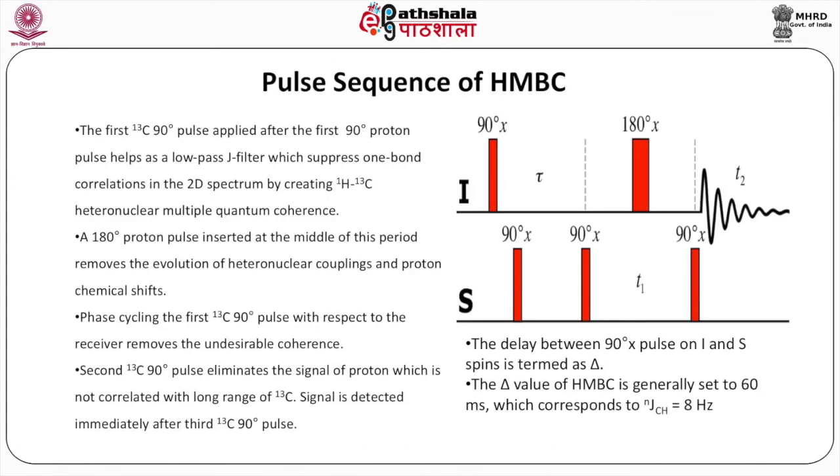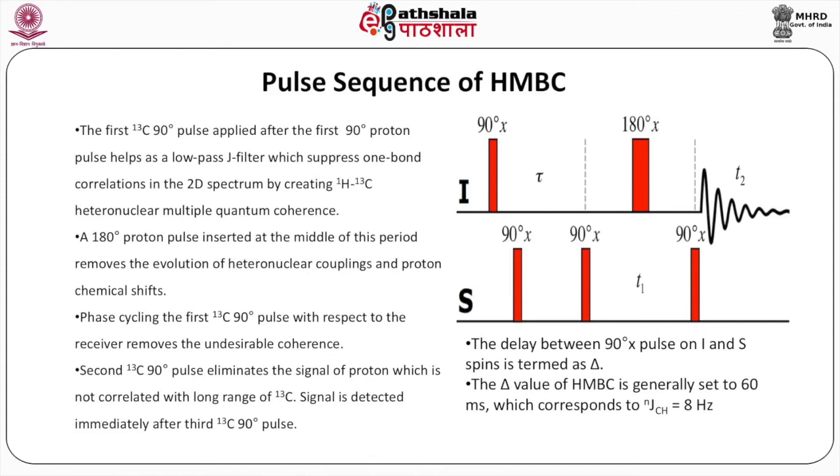The pulse sequence of HMBC is as shown. The first C13 90-degree pulse applied after the first proton 90-degree pulse helps as a low pass J filter, which suppresses one bond correlations in the 2D spectrum by creating proton-C13 heteronuclear multiple quantum coherence. A 180-degree proton pulse inserted at the middle of this period removes the evolution of heteronuclear couplings and proton chemical shifts.